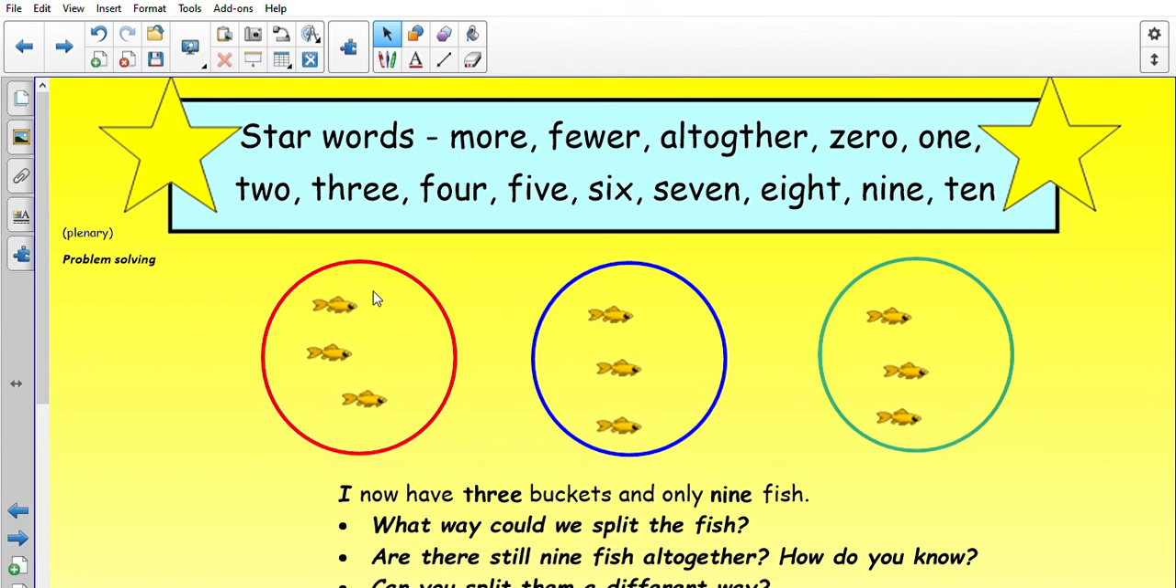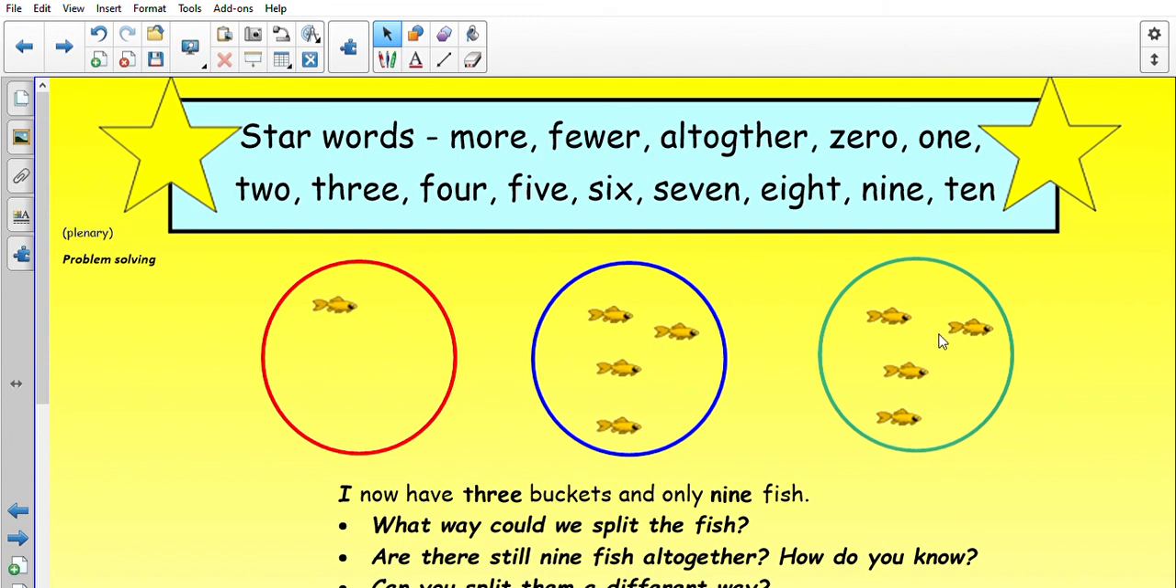So how many are there in each bucket? 1, 2, 3 in the red one, 1, 2, 3 in the blue one, and 1, 2, 3 in the green one. Now I wonder if I could do it in a different way. I wonder if I could get this little fishy to swim all the way over here. So now there are 4 in the green one. And I wonder if I could get this little fishy to swim all the way over here to the blue one. So now I've got 1 in the red, 4 in the blue, and 4 in the green.